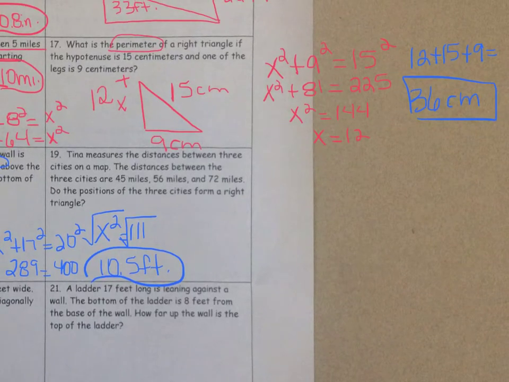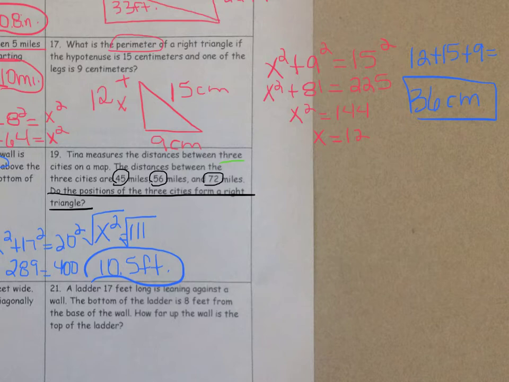Number 19. Tina measures the distance between 3 cities on a map. The distances between the 3 cities are 45 miles, 56 miles, and 72 miles. Do the positions of the 3 cities form a right triangle?